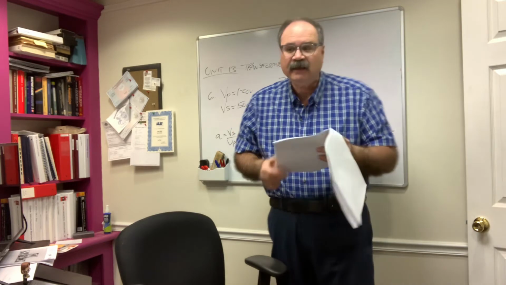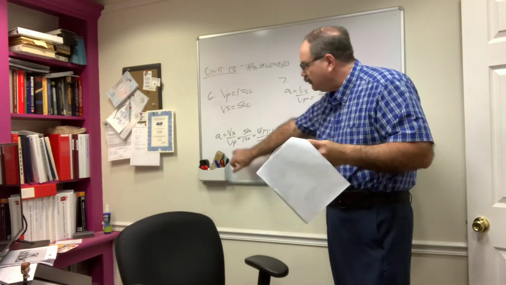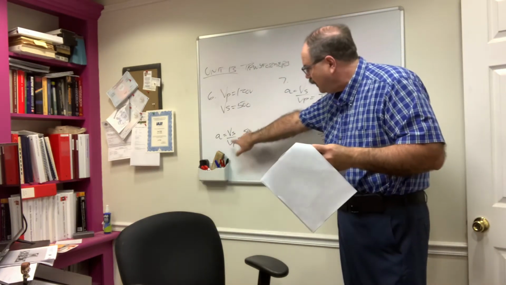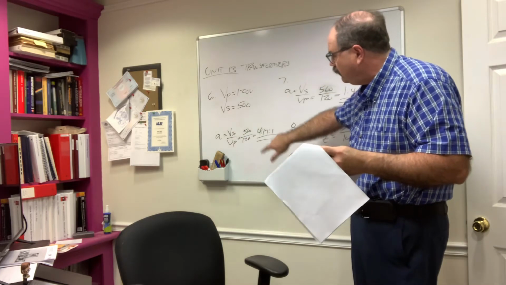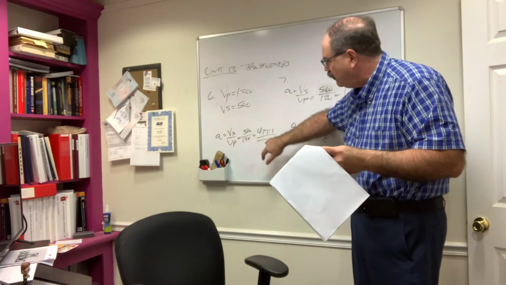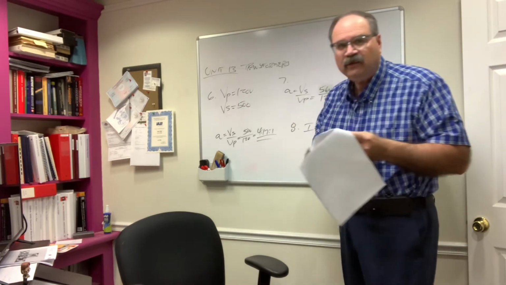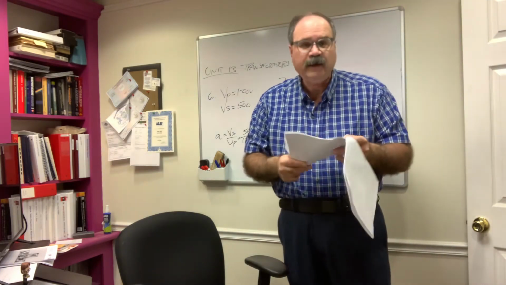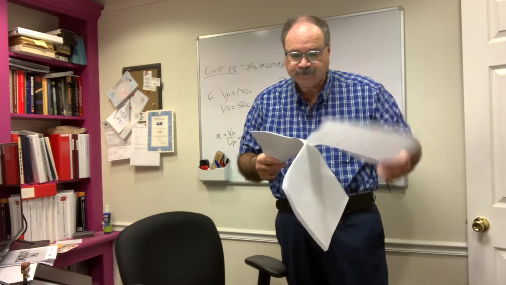Question 6. Assume an isolation transformer has a primary voltage of 120 volts and a secondary voltage of 500 volts. It's asking us to calculate the turns ratio. So the turns ratio A is equal to the secondary voltage divided by the primary voltage. So I plug the numbers in. 500 divided by 120 gives me a turns ratio of 1 to 4.17.